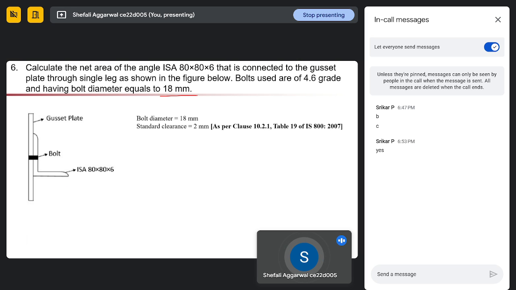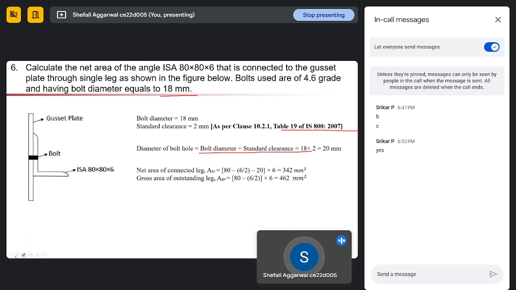Bolt diameter 18 mm. So from bolt diameter, we can get the clearance. It depends on this table, we can see the clearance. Mostly we are taking 2 mm as clearance, and this will give us the hole diameter. The bolt hole diameter will be given as bolt diameter plus standard clearance, 20 mm. So how will we calculate the net area? So we have L section. The net area of this section will be total 80 minus 6 by 2, 6 is this thickness, 6 by 2 into 6.